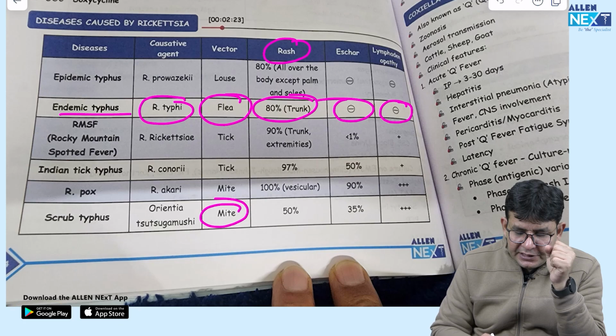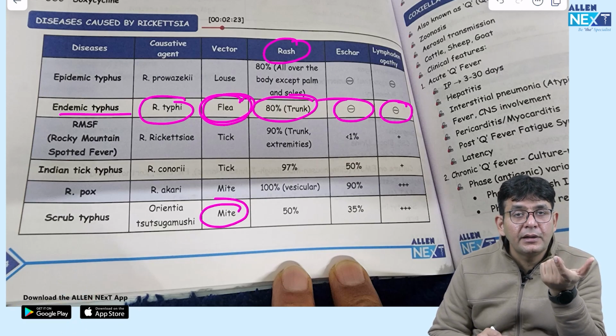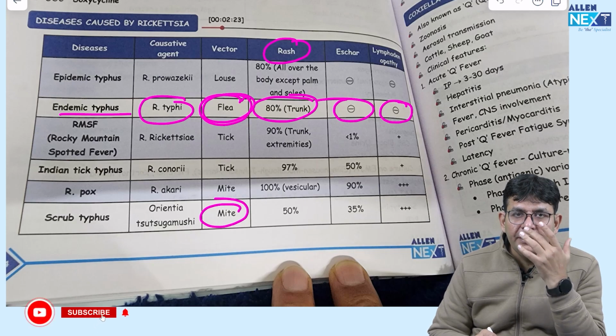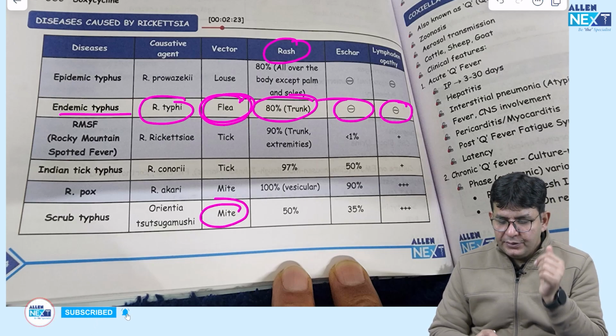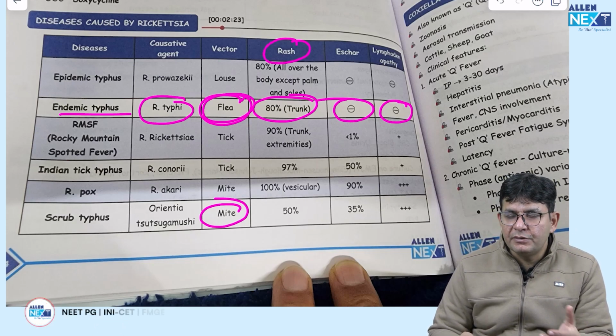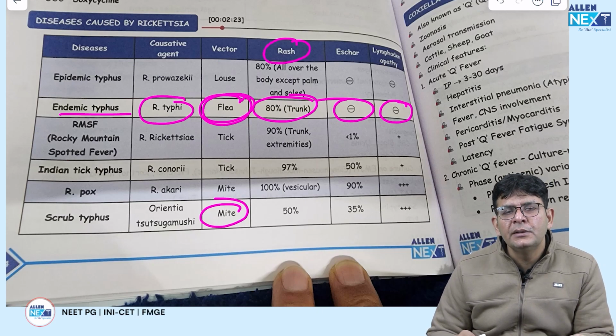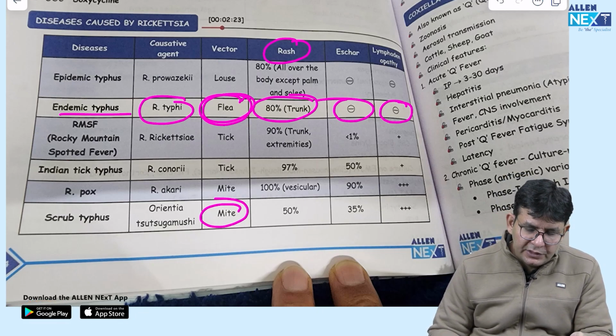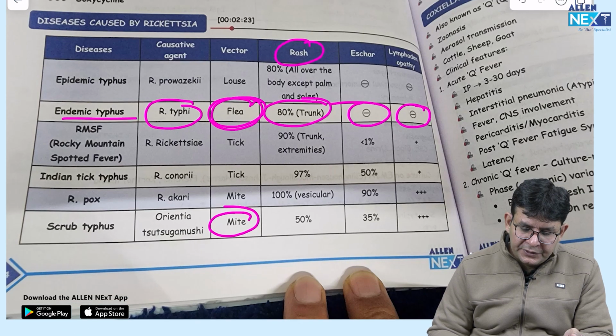This flea might have come, and again they will come. Okay, so remember this particular table, it is important for the microbiology stuff. For sure you will find them somewhere else. And what is the drug of choice for all of them? Doxy. Okay, the drug of choice for all of them is doxycycline.